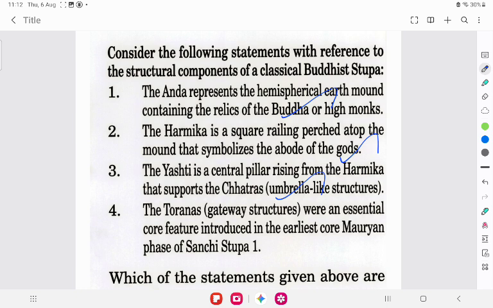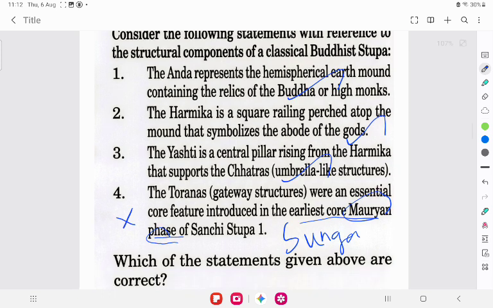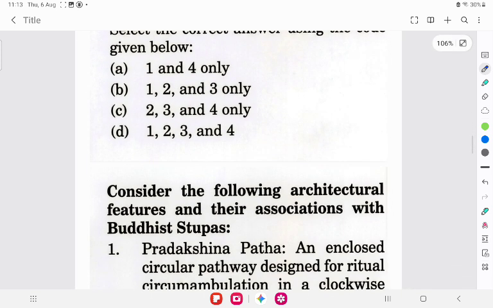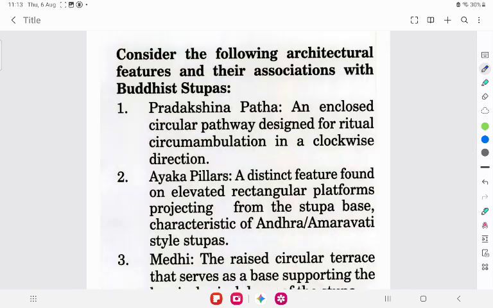The Toranas were an essential core feature introduced in the earliest Mauryan phase of Sanchi Stupa. This one is wrong. This statement is wrong because it is not during Mauryan, it is during Sunga and Satvahana dynasty. Okay, Sunga and Satvahana dynasty. So the correct answer is 1, 2, 3 only. Okay, B is the correct answer for this question.